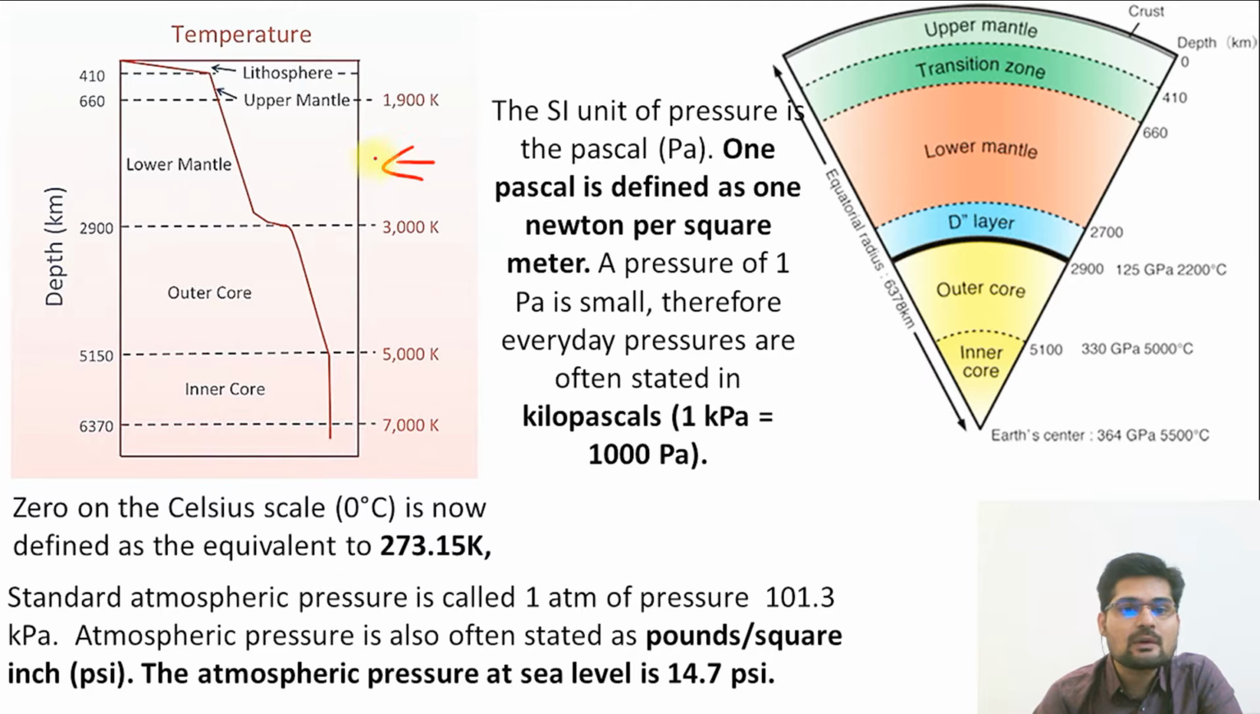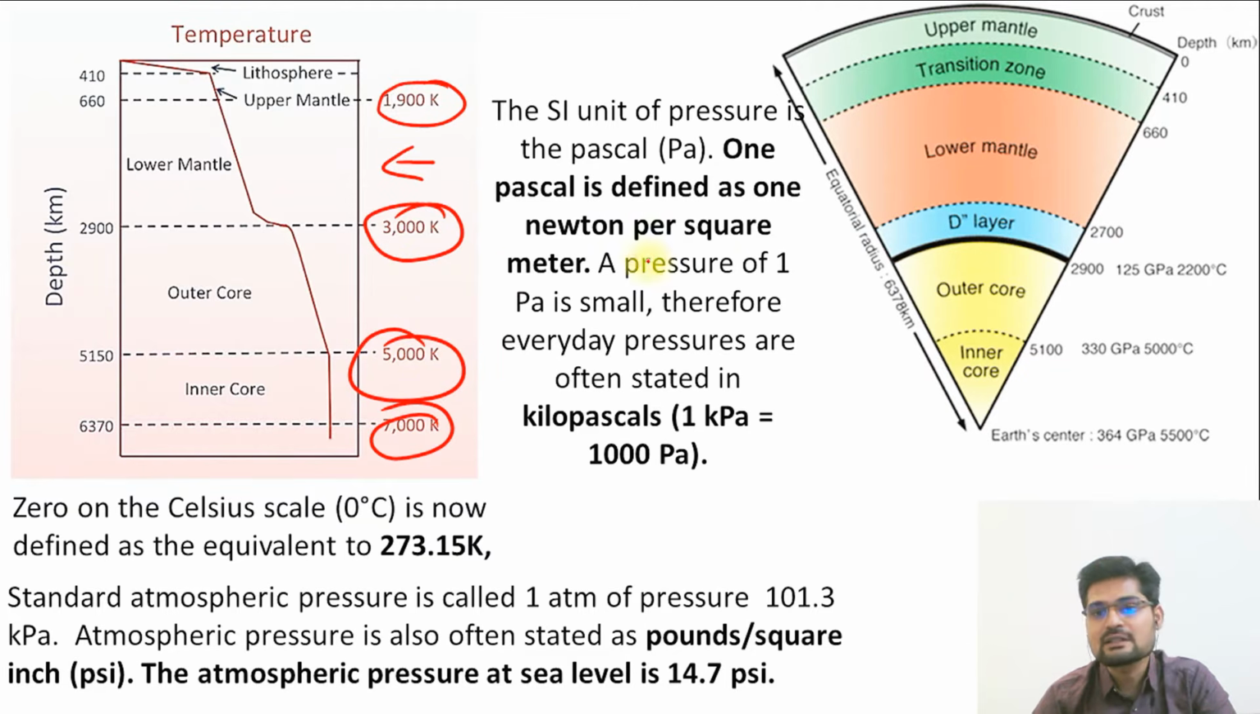Furthermore, let's observe these two images as well. This is talking about the temperature gradient that we see here. As we move further ahead, we find there is an increase in temperature. Similarly, looking at this particular image, we find that there is also an increase in the pressure as we go to the center of the earth.